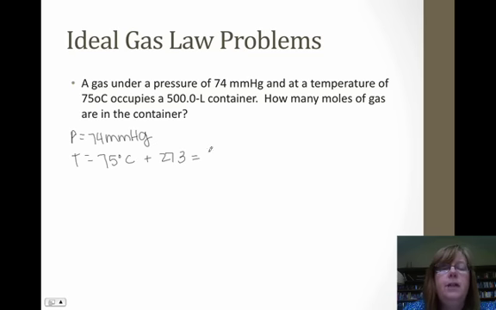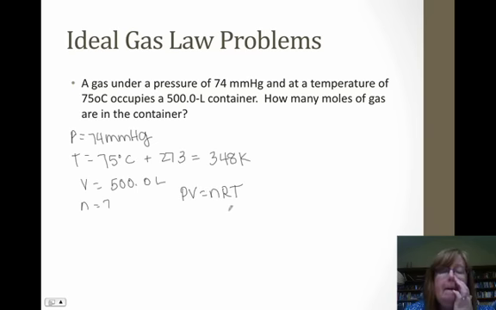So plus 273 is going to be 348 Kelvin. And then our volume is already in liters. It's a really big container, 500 liters. All right, and then we'd like to know how many moles we have. So it looks like we've got a P, a V, an n, and a T. So we're going to use this form of the gas equation.